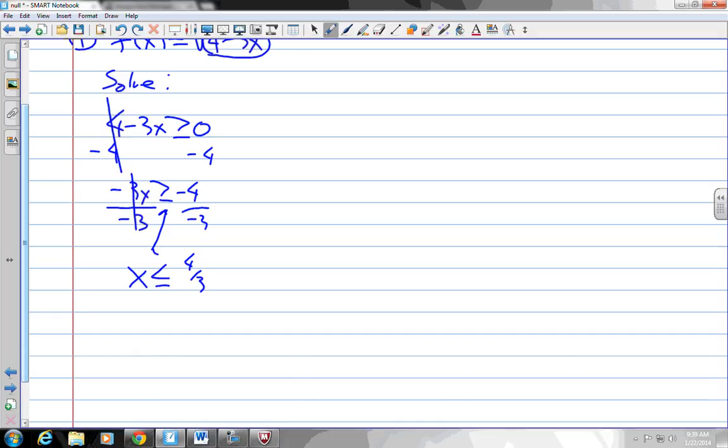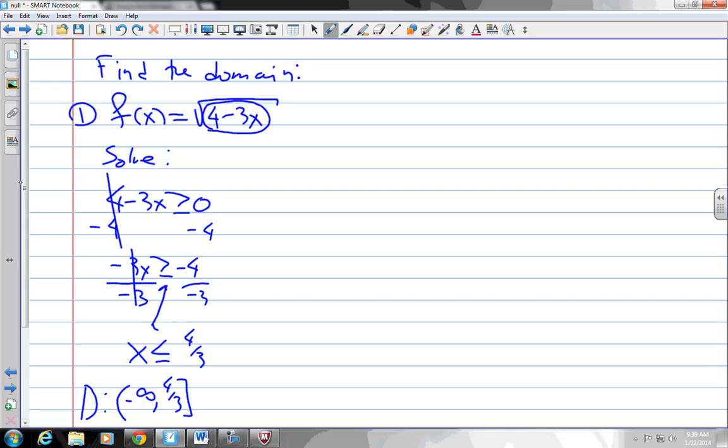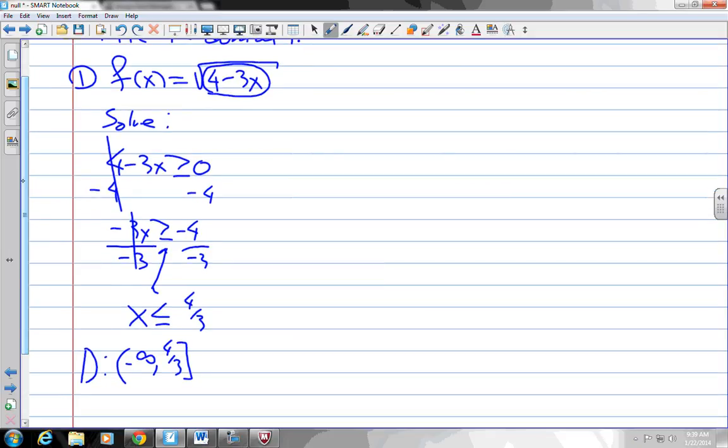So that's our domain. You can just say the domain is from negative infinity to 4/3, including 4/3. If you take any number from this set, you're guaranteed to get something non-negative under the square root, so the function produces a real answer. Is that okay? All right. Any questions on this?